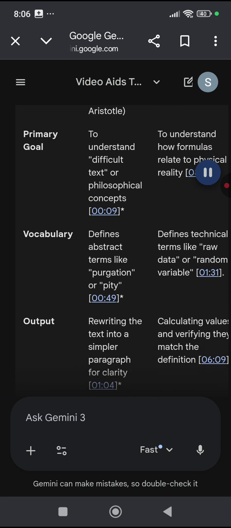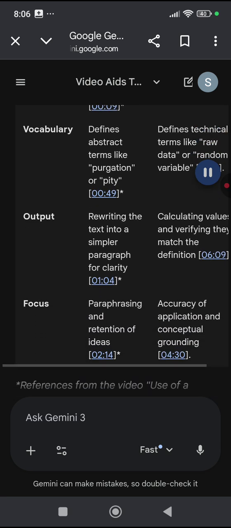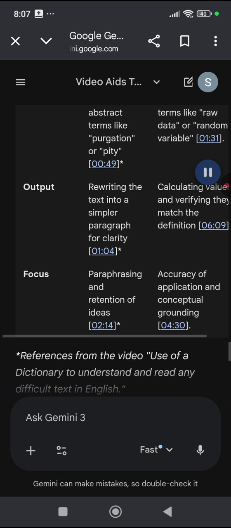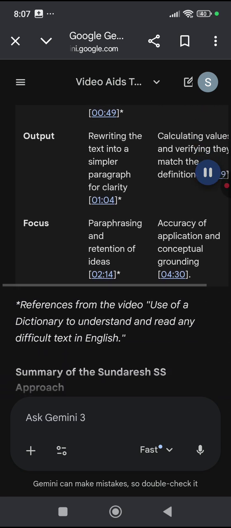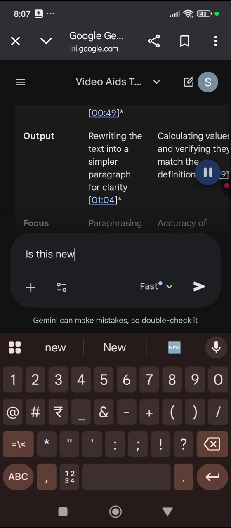Vocabulary: defines abstract terms like purgation or pity, versus defines technical terms like raw data or random variable. Output: rewriting the text into a simpler paragraph for clarity, versus calculating values and verifying they match the definition. Focus: paraphrasing and retention of ideas, versus accuracy of application and conceptual grounding.